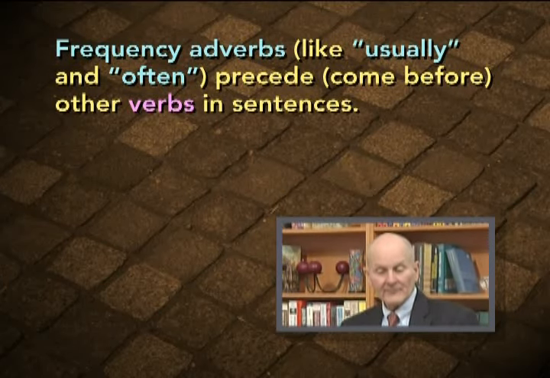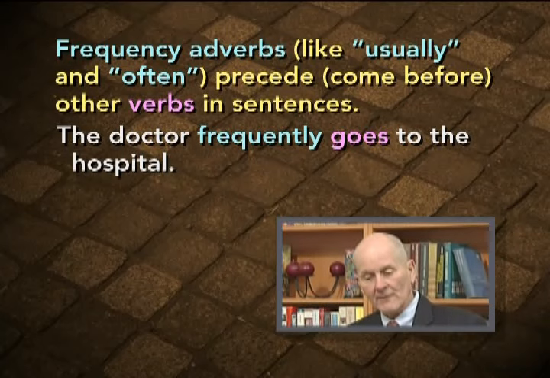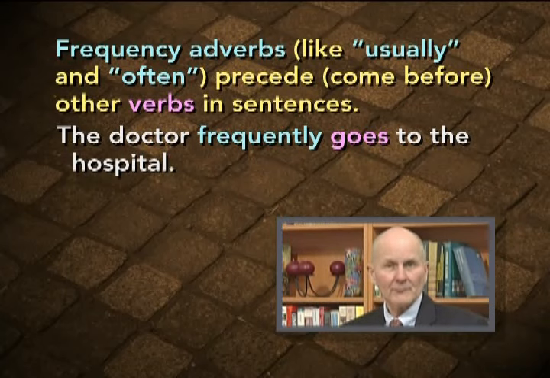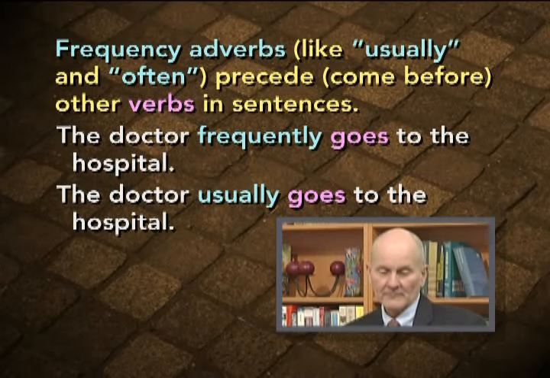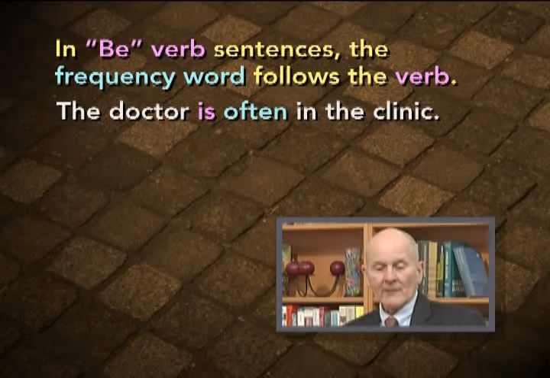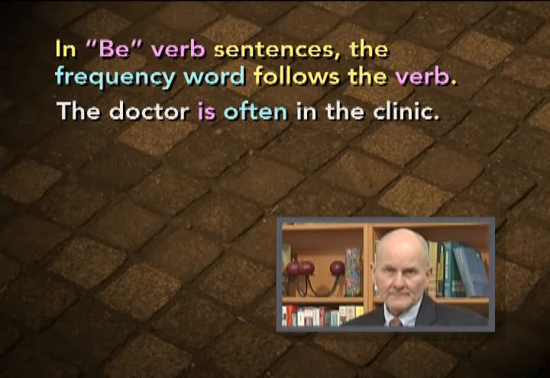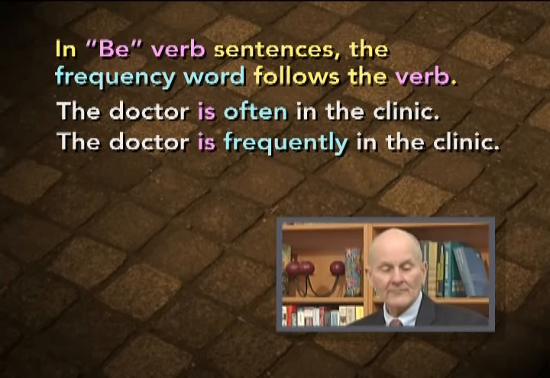For example, listen carefully to these sentences. The doctor frequently goes to the hospital. Frequently is also an adverb of frequency. The doctor usually goes to the hospital. Now listen to the be verb sentence. The doctor is often in the clinic. Notice that the verb comes first and then the frequency word. The doctor is often in the clinic. The doctor is frequently in the clinic.